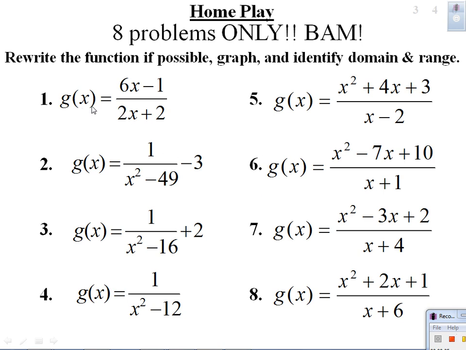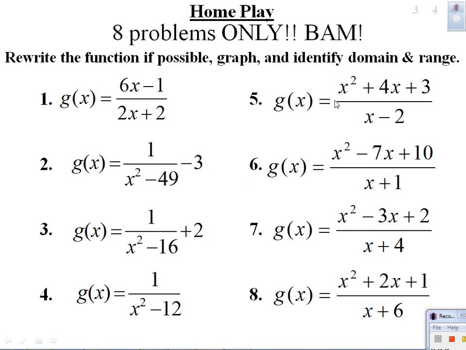Number 1 reads g of x equals 6x minus 1 over 2x plus 2. Number 2 is g of x equals 1 over x squared minus 49, and then minus 3 for the whole thing. Number 3, g of x equals 1 over x squared minus 16, and then at the end plus 2. Number 4 is g of x equals 1 over x squared minus 12.